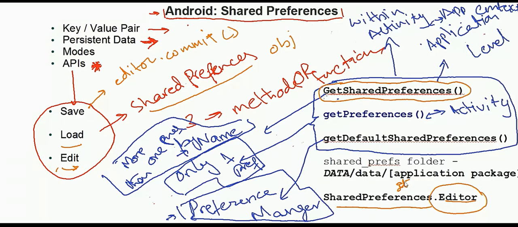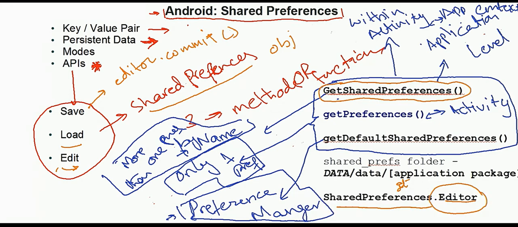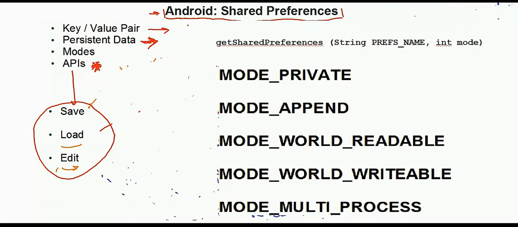And this is data/data/ then the application package name/ then the preference folder, which is the location where the shared preference file, the object.xml file, is stored when we save it. This is the default location in any application.